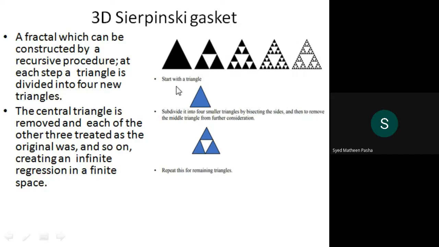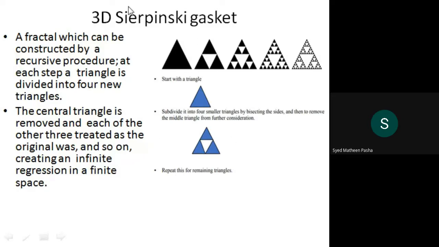So how to start? With the initial stage, you have to draw a triangle, then subdivide it into four smaller triangles, that is in this form, and then remove the middle triangle from further consideration. That is, you are just removing the triangle which is in the center by dividing each triangle into four triangles. So this is the basic logic of the Sierpinski gasket. To finally get the Sierpinski gasket, you have to repeat these steps.